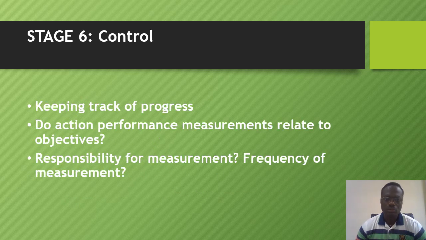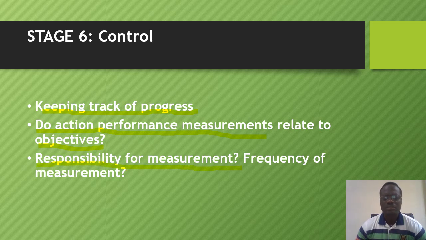The last one is control. We need to keep track of progress, and then we need to do action performance measurements and relate it to the objectives. I think I've mentioned this already. There should be something that you are measuring your performance against. There should be that yardstick or that benchmark. It could be an industry benchmark. It could be a cooperative benchmark or something that you have to measure against.